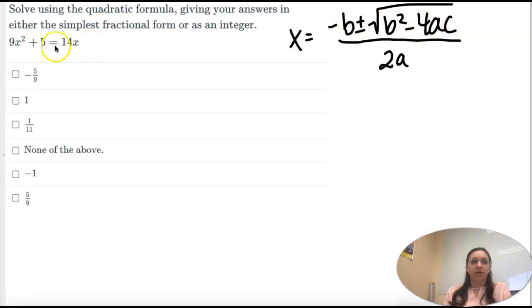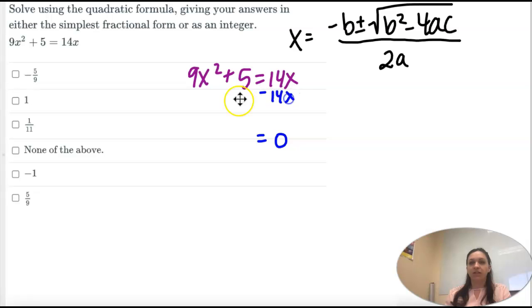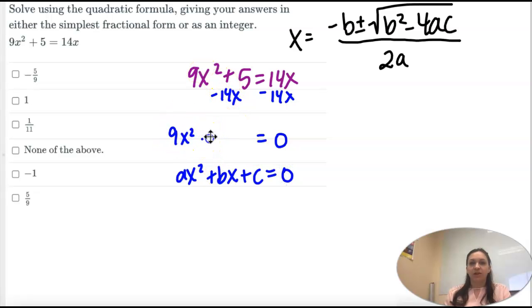So here's our equation. 9x squared plus 5 equals 14x. To use the quadratic formula, you have to have it equal to 0. So I'm going to move this 14x over to the other side of the equation. And then standard form, you write the x's in what we call descending order. First you write the x squared, then you write the x value, and c is the constant. It's the number all by itself. Okay, so a is 9, b is negative 14, and c is 5.